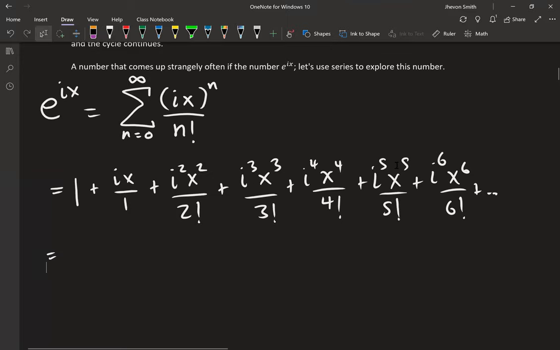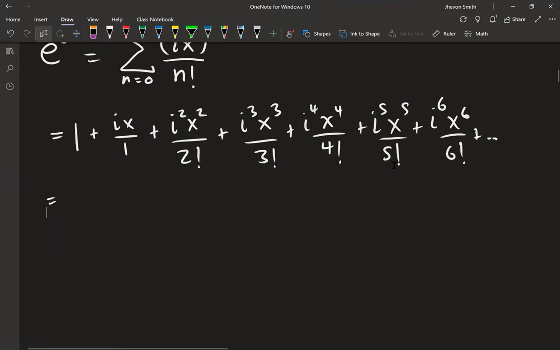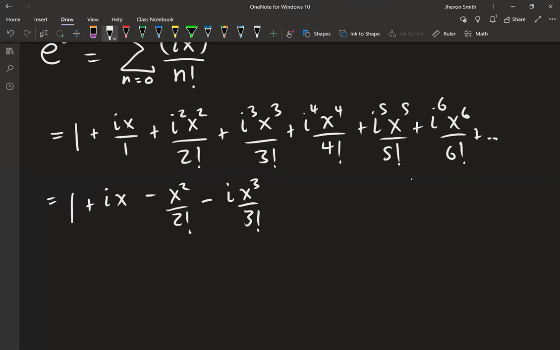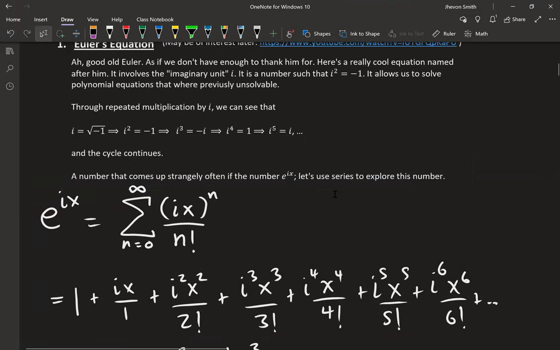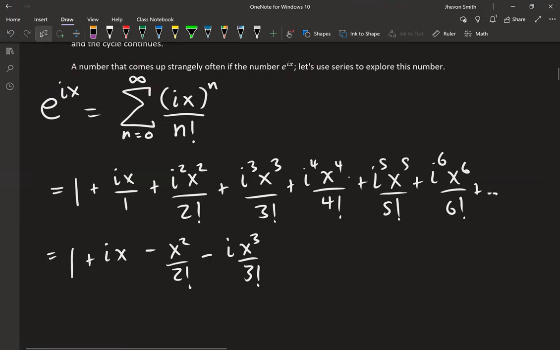Now, in light of what I just told you above, let's replace some of these i cubes and i fourths and all that with different things. i is just i. i squared, I know, is -1. So this would become a minus x squared over 2 factorial. i cubed is minus i, right? Because that's what I had up here. i to the fourth is +1.